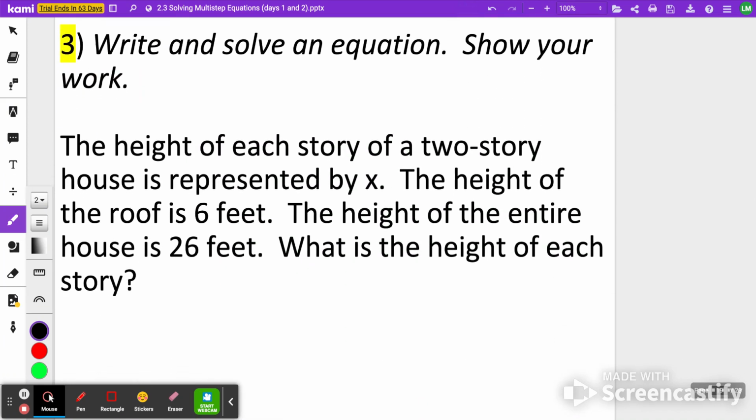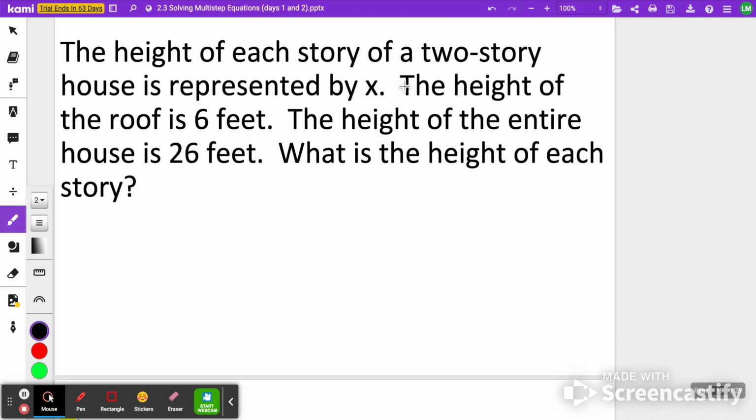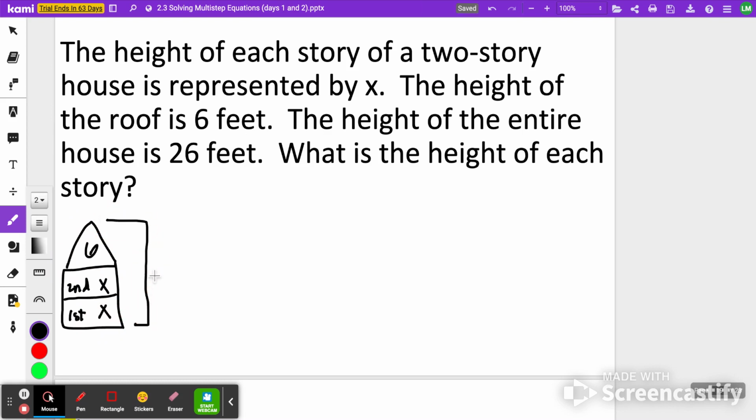Number 3, write and solve an equation showing your work. The height of each story of a 2-story house is represented by x. So right now, we already know that here's our little house, and each level, here's like story number 1. So this is first floor, this is second, and it's labeled by the letter x. Then it says the roof is 6. The height of the entire house is 26 feet. What's the height of each story?